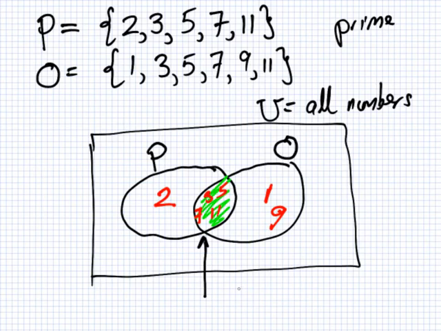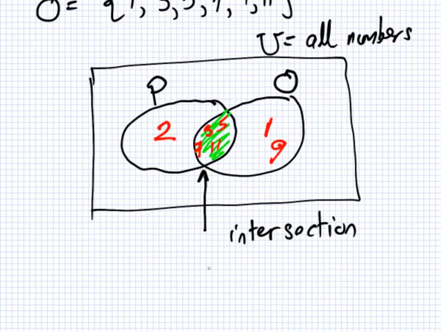Does anyone know its name? Very good. Intersection. It has a symbol as well: P intersection O. This is the two sets, what they have in common.